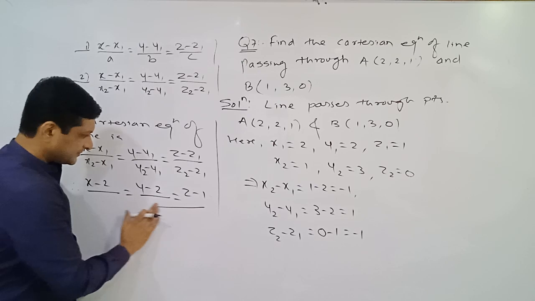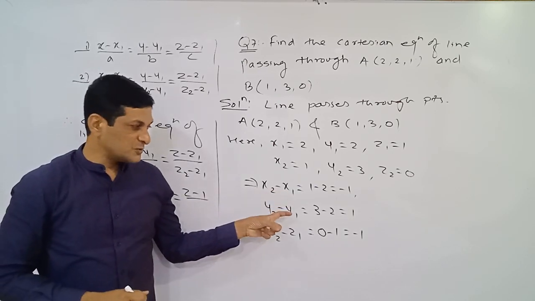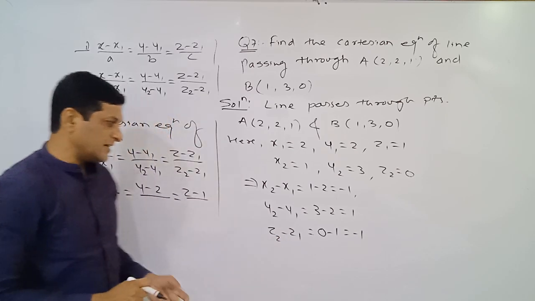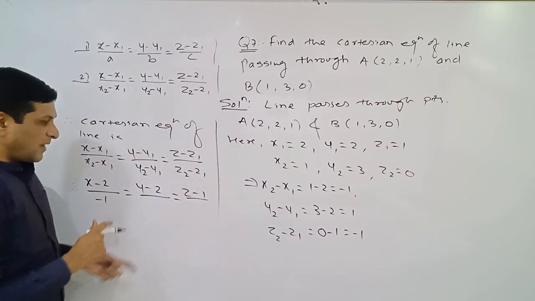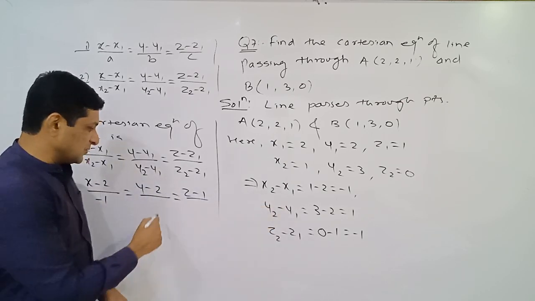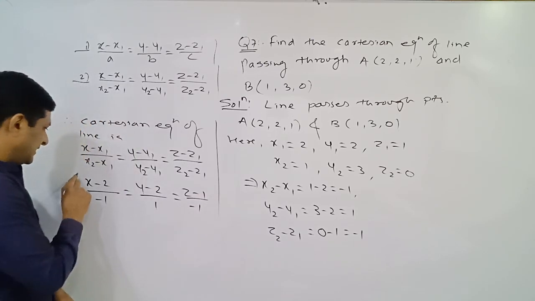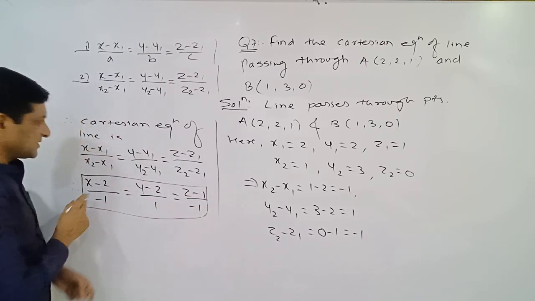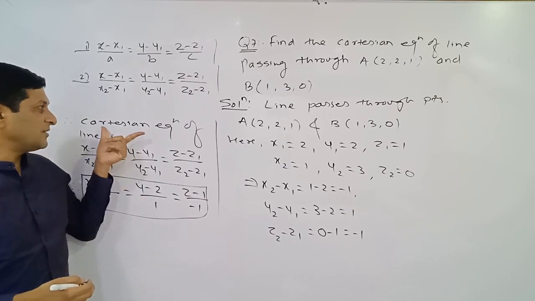In the denominator, substitute these values x2 minus x1, y2 minus y1, z2 minus z1. Replace x2 minus x1 by its value -1, y2 minus y1 is equal to 1, and z2 minus z1 is equal to -1. In this way, applying this second formula, we have got the required equation of the line, in Cartesian form.